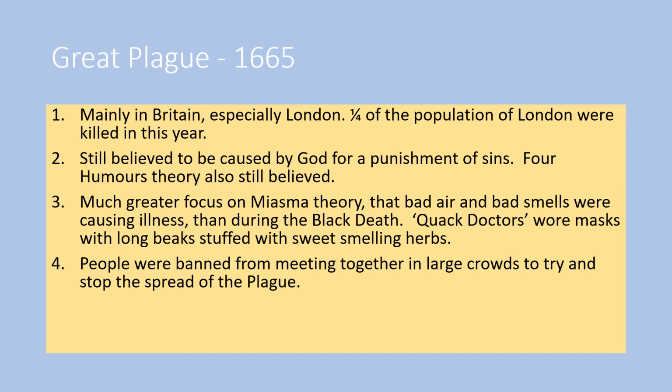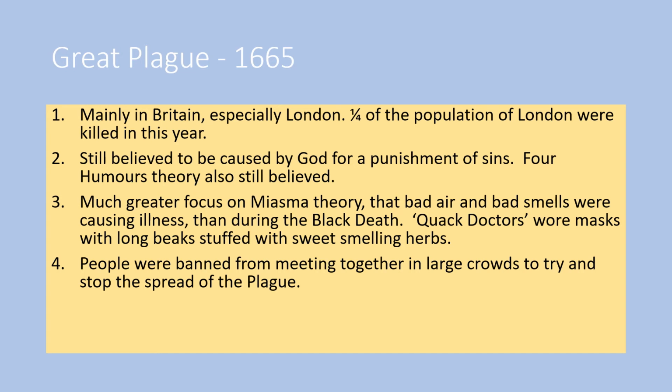Here's an interesting one. Hello, where have we seen this? During the Great Plague, people were banned from meeting together in large crowds to try and stop the spread of the plague. Yeah, that's right. Coronavirus, you are not the first pandemic to try and stop people from meeting to stop illness from spreading. And what's really fascinating is that they're clearly learning here in 1665 from what was successful in the Black Death.